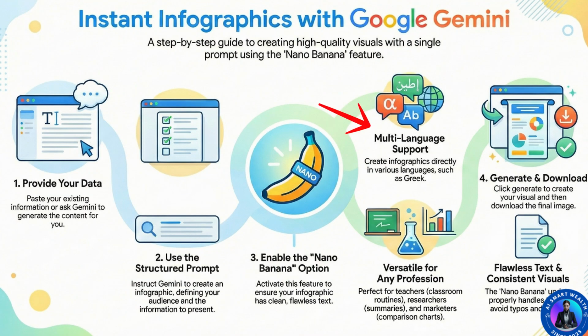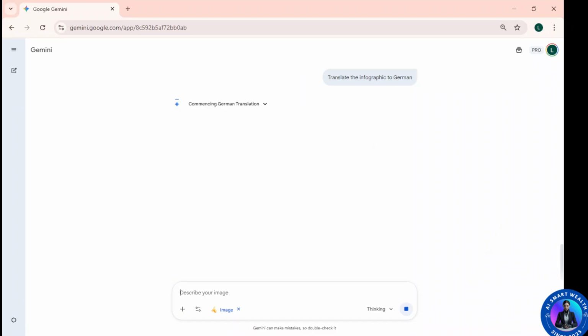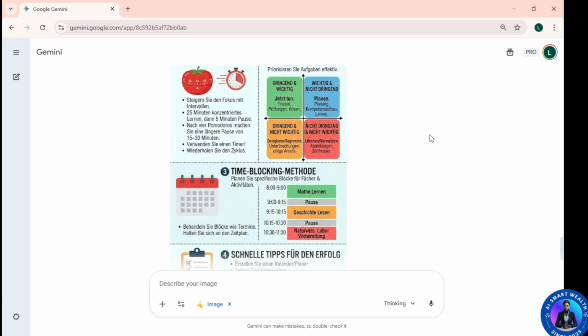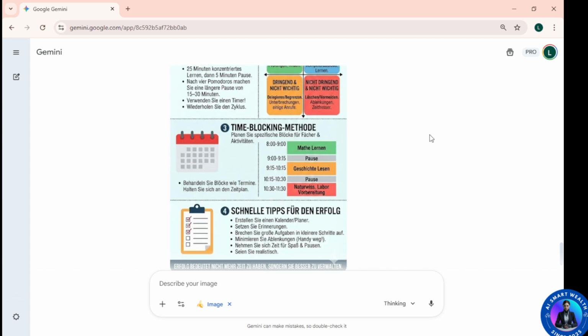Step 5. Multi-language support. Once your infographic is ready, you can instantly convert it into other languages. That means your content isn't just smart, it's global. Imagine sharing the same infographic in English, Spanish, or even Japanese. It's like giving your ideas a passport to travel the world.